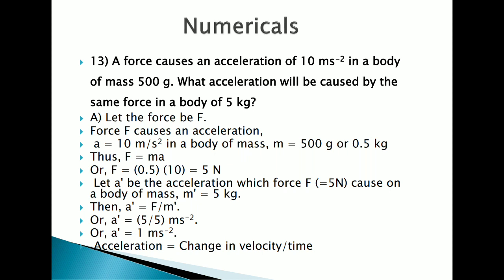F equals m into a. We got the force, 5 Newton. Now we have to find the change in acceleration if the same force is applied to a body of 5 kg. So a dash, the changed acceleration, equals F upon m dash. m dash is the changed mass. The force is 5, we are applying the same force. So it is 5 upon 5. We will get 1 meter per second square.